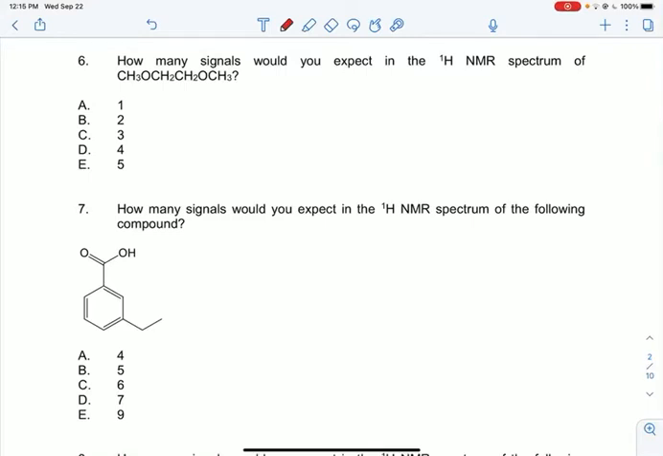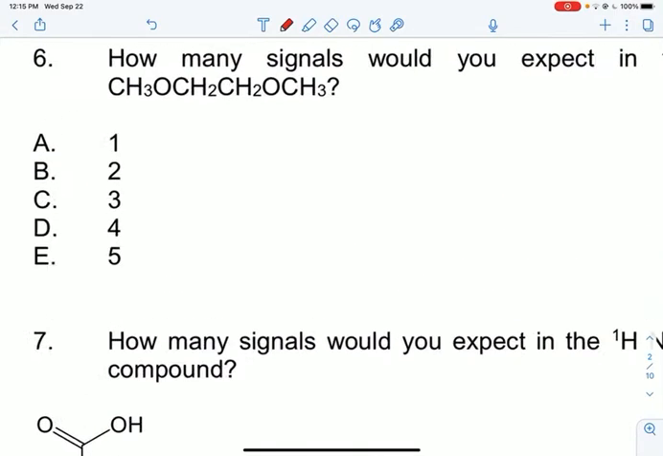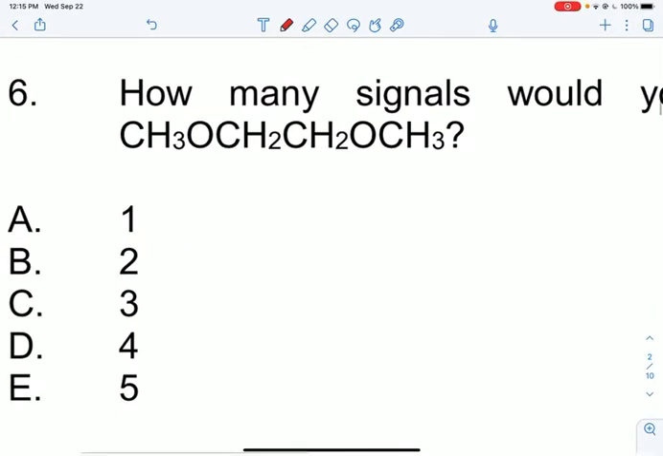We're just going to do 6. How many signals would you expect in the H-NMR spectrum of this molecule? So how many unique hydrogens are there in this molecule?